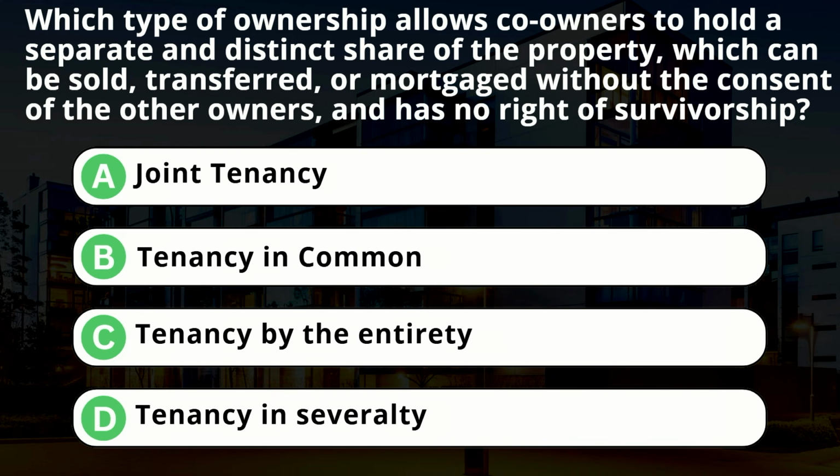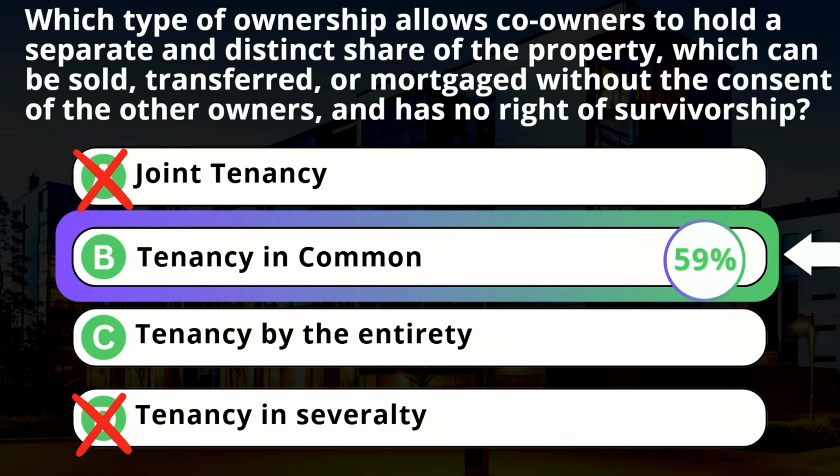The next question is, which type of ownership allows co-owners to hold a separate and distinct share of the property, which can be sold, transferred, or mortgaged without the consent of the other owners and has no right of survivorship? Letter A, joint tenancy. Letter B, tenancy in common. Letter C, tenancy by the entirety. Letter D, tenancy in severalty. And the answer is letter B, tenancy in common.